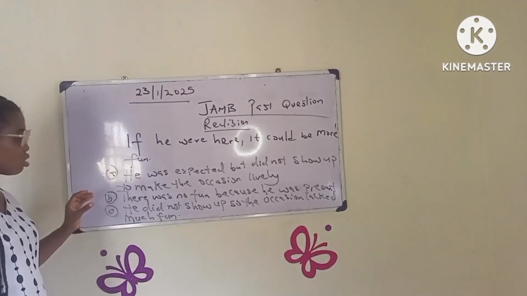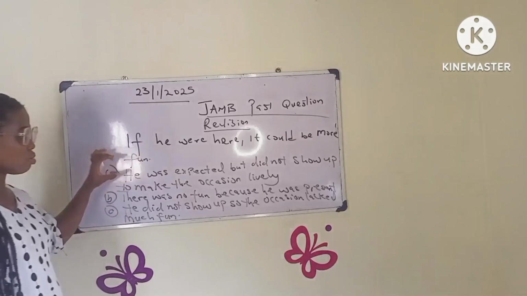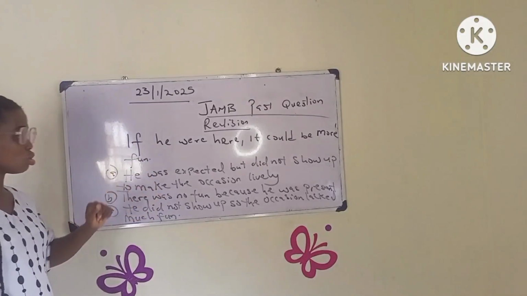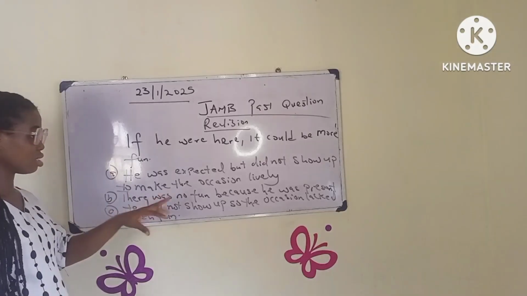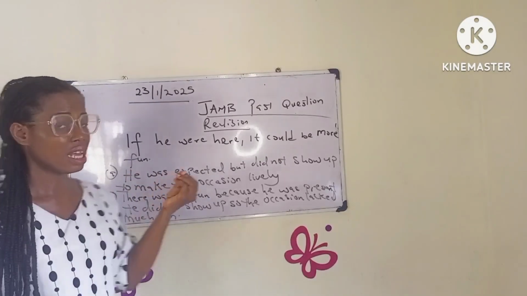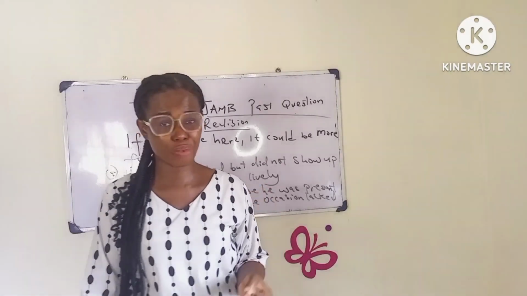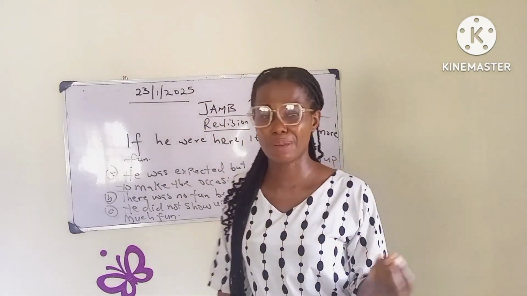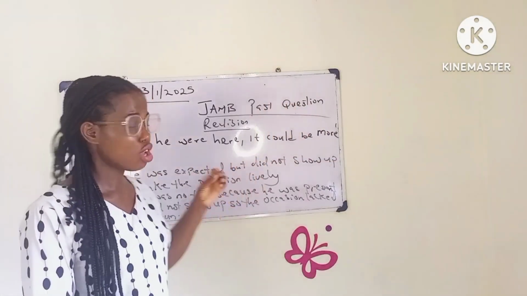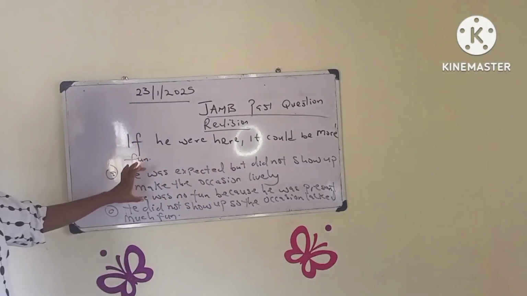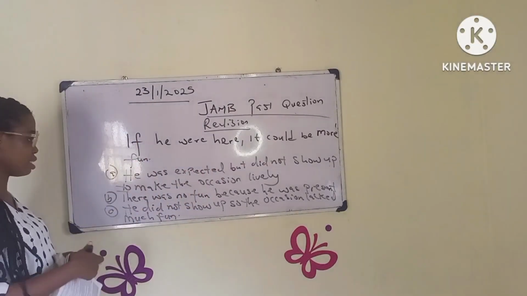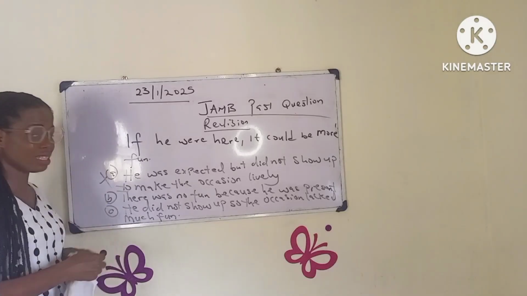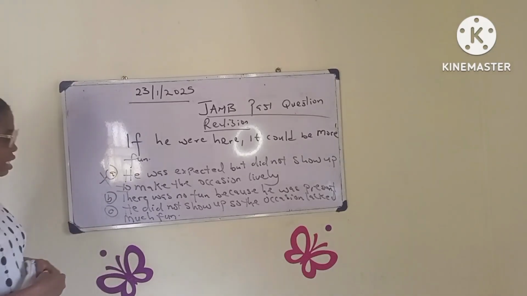Make sure the option you are choosing contains the same information that is in the given sentence. He was expected but did not show up to make the occasion lively. Now, the sentence does not tell us that the person was actually being expected. It's possible for someone to make a statement like this without even expecting the person. So the sentence does not tell us that the person was actually expected. This is why this option is wrong.